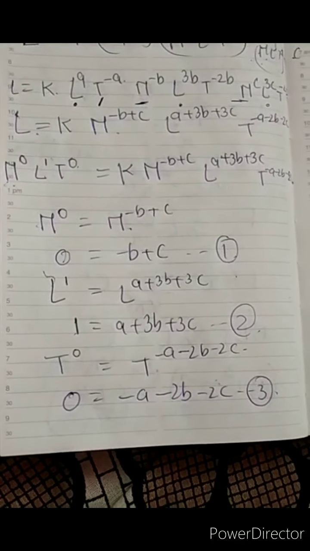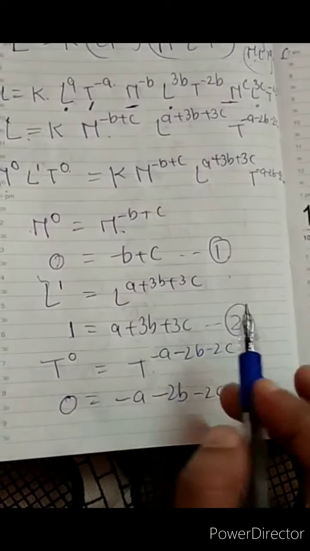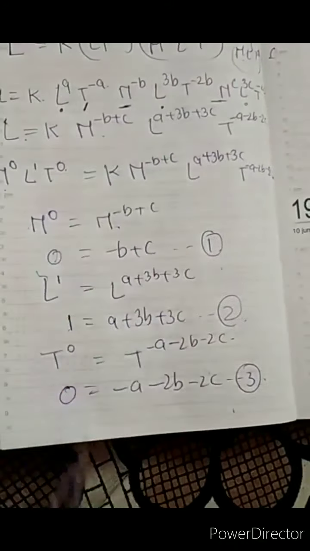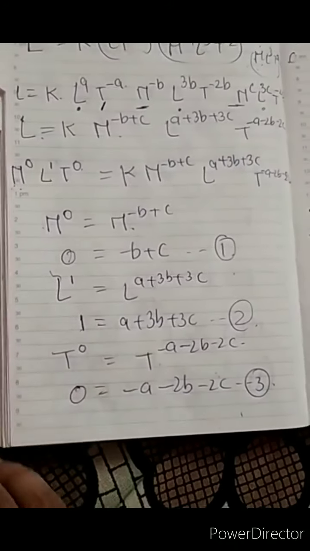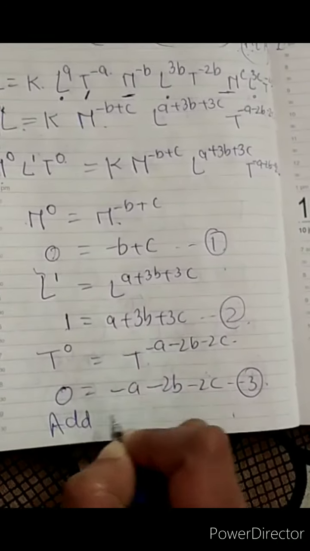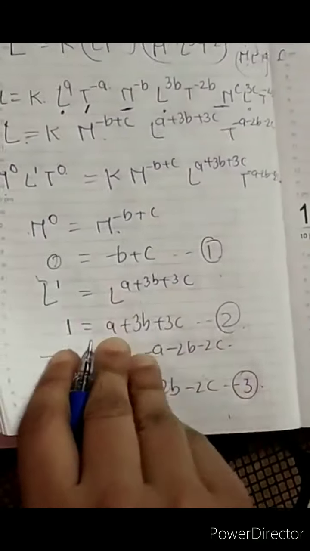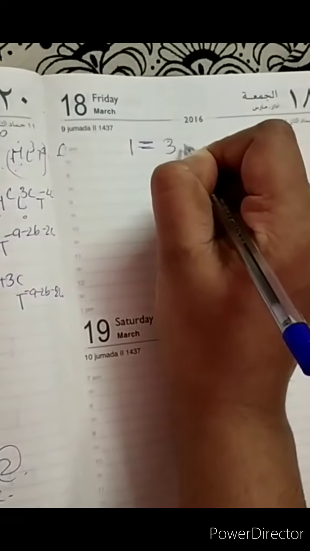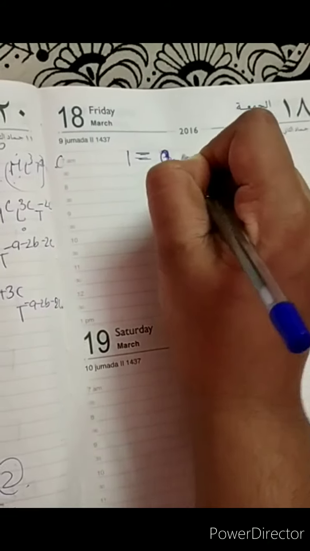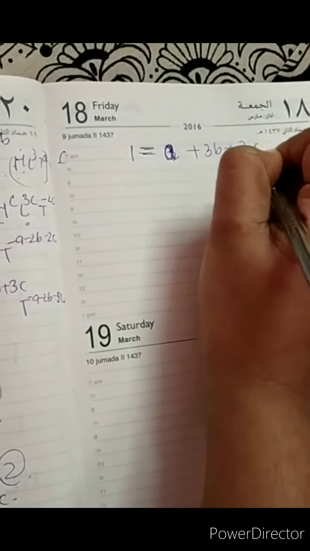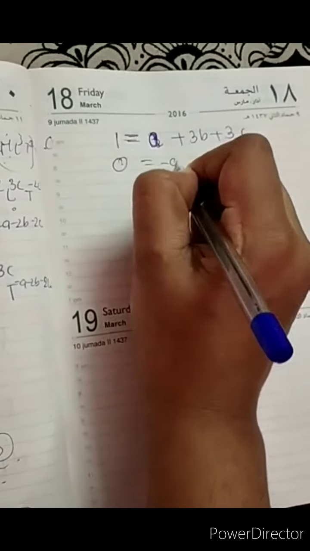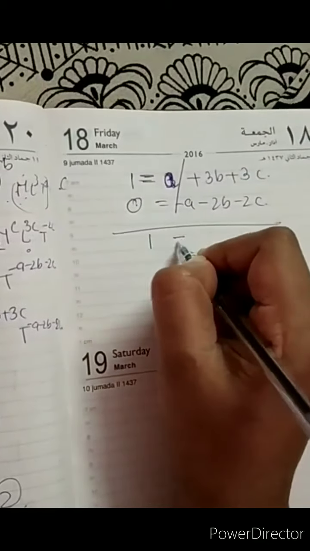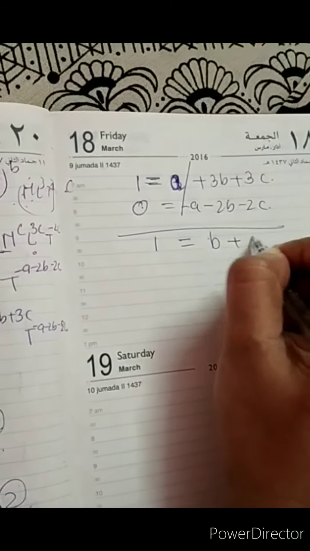What can we do? I have a very simple idea: can we add 2 and 3, and then whatever value we are left with, we put it in equation first? Okay, fine. Then add 1 plus 2. If you add 1 plus 2, you are left with 1 is equals to a plus 3b plus 3c, and 0 is equals to minus a minus 2b minus 2c. Cancel out. 1 is equals to b plus c.